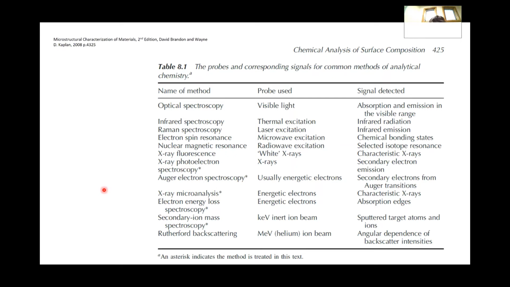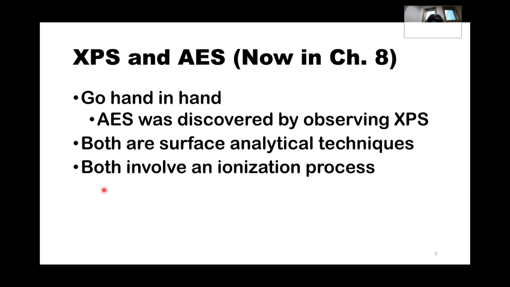But anyway, here are the different types of characterization techniques. Most of them are spectroscopy, so chemists like to use spectrographic techniques. And the probe used and what we're actually detecting. And so it's pretty cool. So just take a little bit of time to read it. I'll not read it to you, but let's move on. So we're again in chapter 8 in the text.